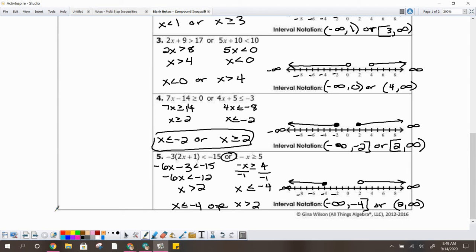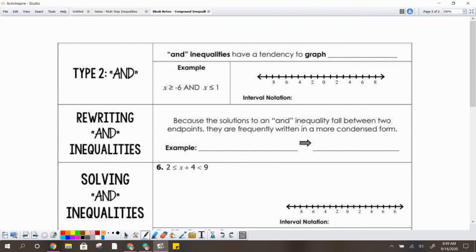All right, so that's how you solve ones with or. But now we have some with and as well. Okay, so what happens if you have and? And inequalities have a tendency to graph together.